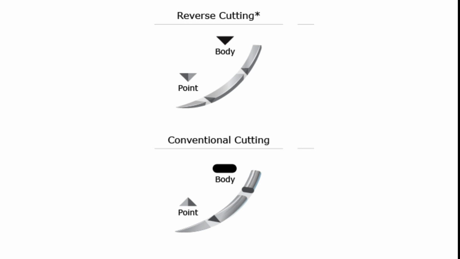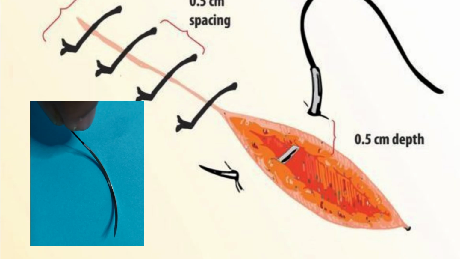Cutting needles have a tip with three sharp edges. A conventional cutting needle has the cutting surface inside the needle, that is, the apex of the triangle is towards the inner side. And a reverse cutting needle has a cutting surface on the outside of the needle. Reverse cutting needles are commonly used for sewing skin.